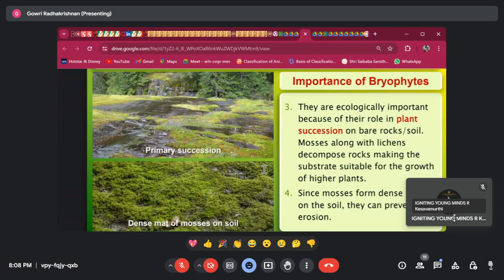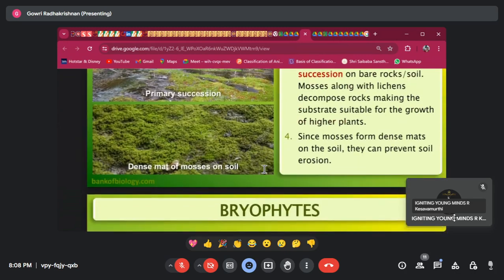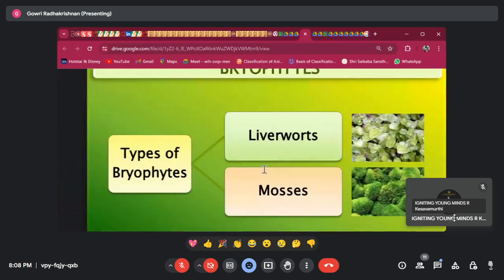On bare rock soil, mosses along with lichens decompose rocks, making the substrate suitable for growth of higher plants. Since mosses form dense mats on the soil, they can prevent soil erosion.